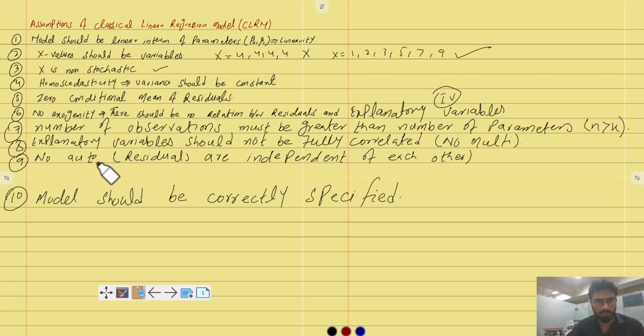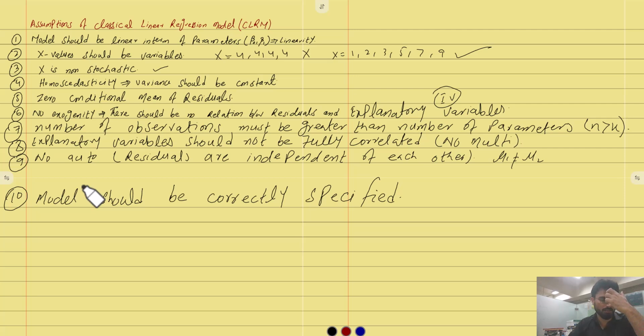So the next assumption is no autocorrelation. It means residuals are independent of each other. The error terms should not be correlated with each other, so mu1 should not be equal to mu2. If errors are correlated with each other, then there will be an issue of autocorrelation. So before applying OLS, we have to remove the issue of autocorrelation.